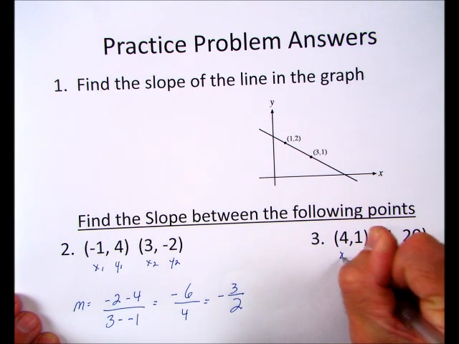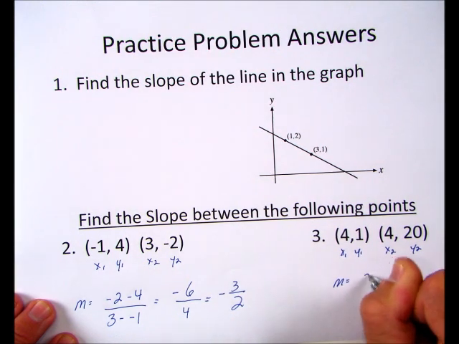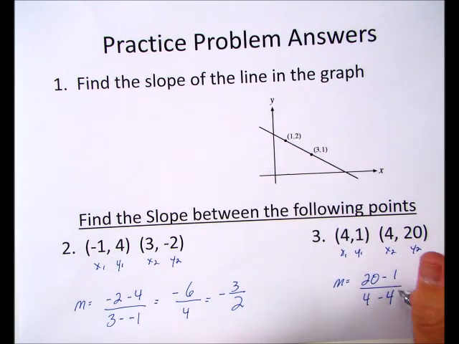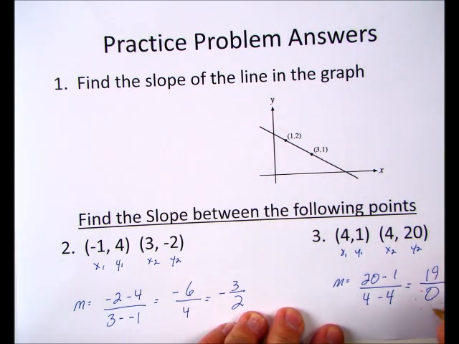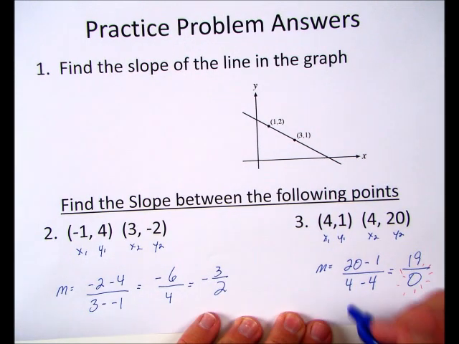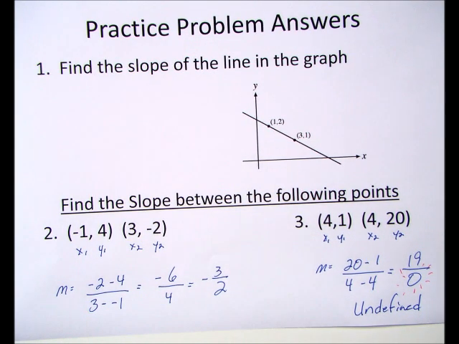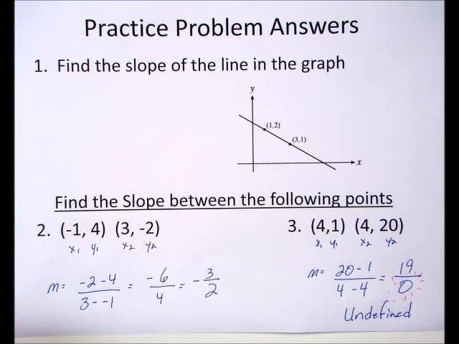And on this one, x sub 1, y sub 1, x sub 2, y sub 2. So that would be 20 minus 1 over 4 minus 4. Uh-oh, I can see where this is headed. Be 19 over 0. Danger, danger, Will Robinson. If you get the 0 on the bottom, then it is an undefined slope. Check your paper on those. If you had a problem, just raise your hand and your teacher will help you figure out what you're doing wrong on those.